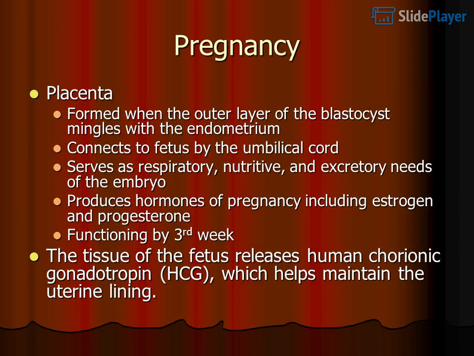Pregnancy. Placenta. Formed when the outer layer of the blastocyst mingles with the endometrium. Connects to the fetus by the umbilical cord. Serves as respiratory, nutritive, and excretory needs of the embryo. Produces hormones of pregnancy including estrogen and progesterone. Functioning by the 3rd week. The tissue of the fetus releases human chorionic gonadotropin, HCG, which helps maintain the uterine lining.